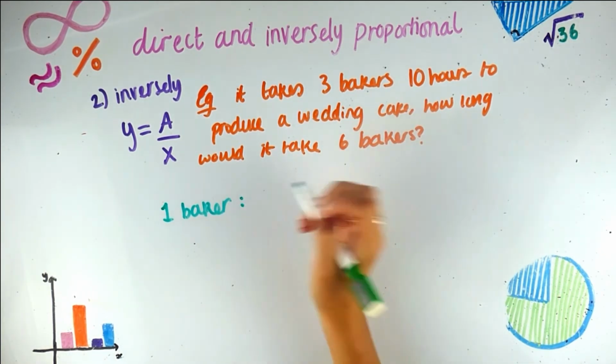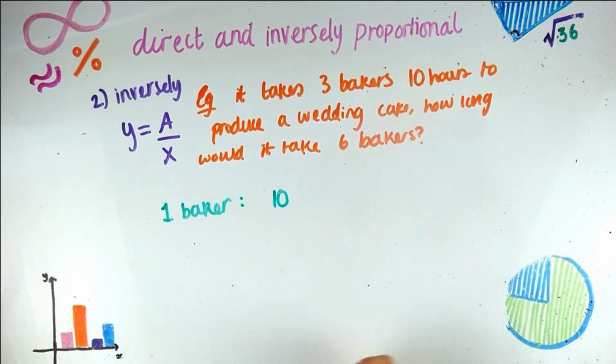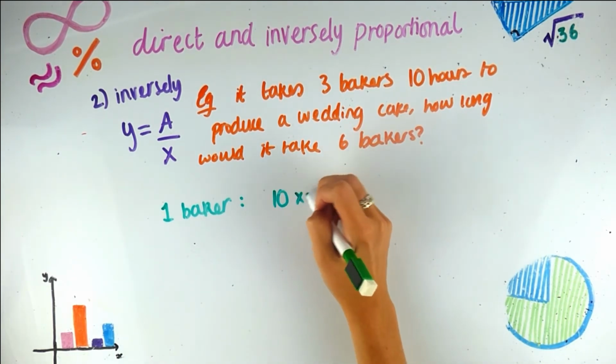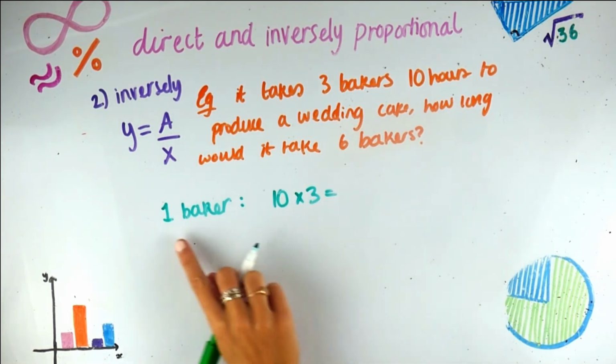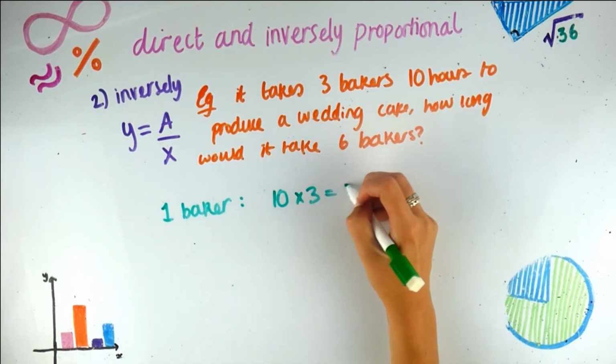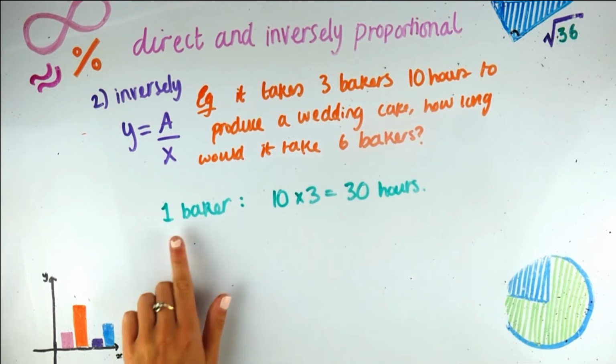So if it takes 3 bakers 10 hours, it's going to be 10 hours, but instead of splitting the work between 3 of you, you have to do the 3 people's work times 3. So you've got 3 bakers working for 10 hours, so if you're 1 baker, you need to do all that time by yourself. So that's going to take you 30 hours if you're 1 baker.